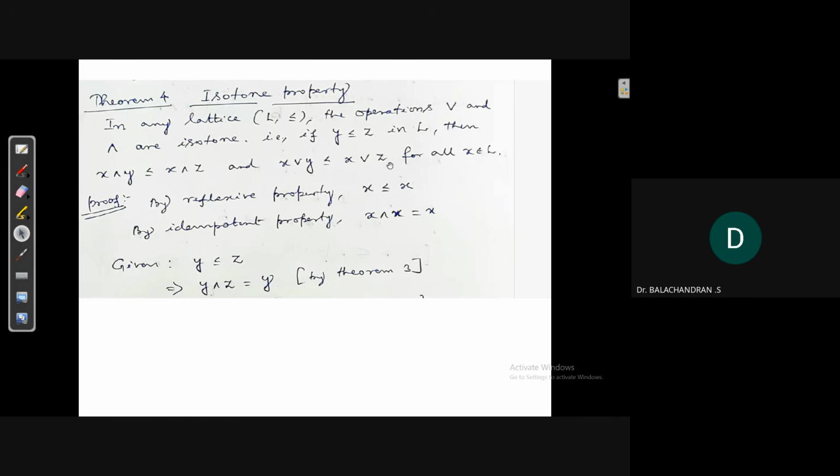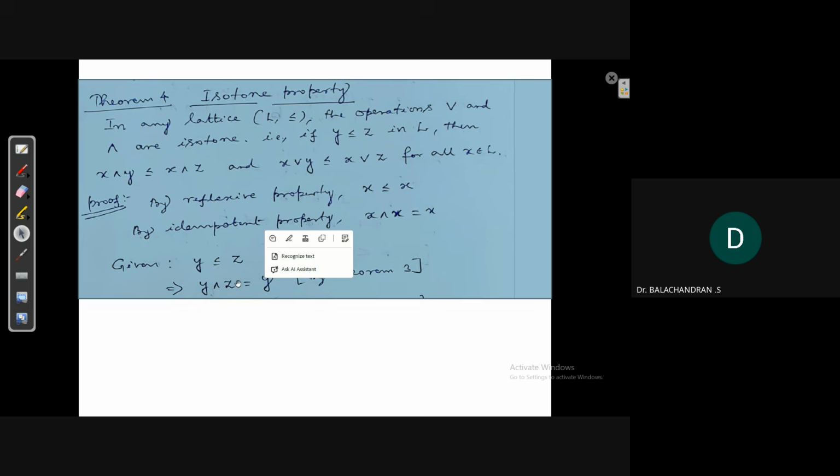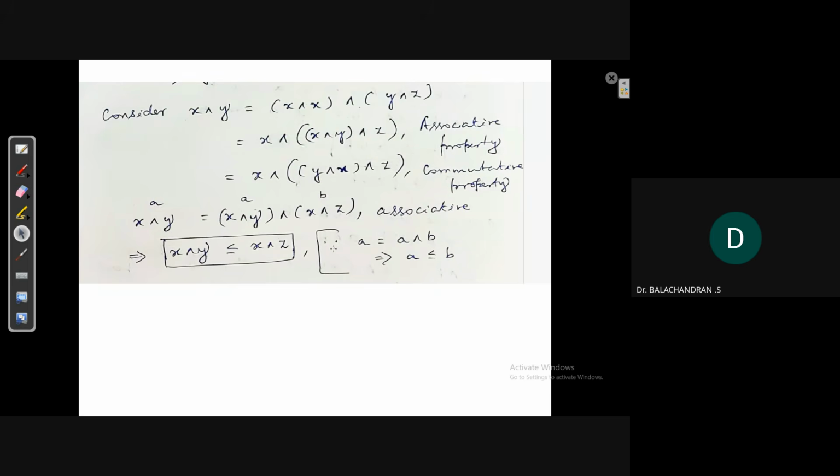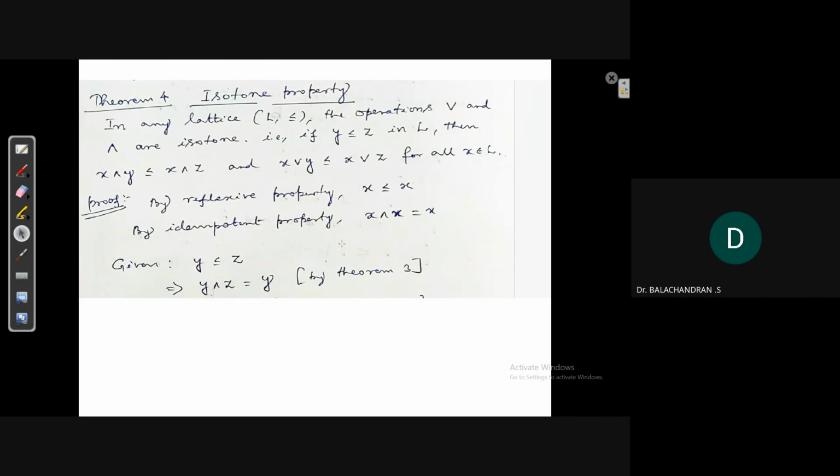We will prove these two. By the reflexive property, we know that x is less than or equal to x, always true. By the idempotent property, x and x is equal to x. What is given in the question statement is y less than or equal to z. Now y and z, and means the smallest one will come. The smallest one is y, by the previous theorem.